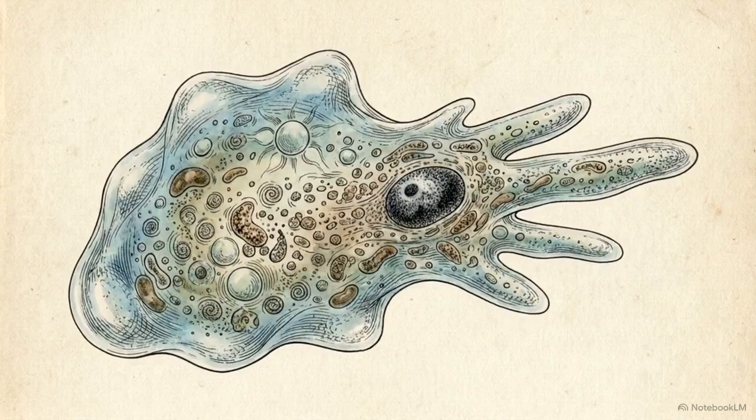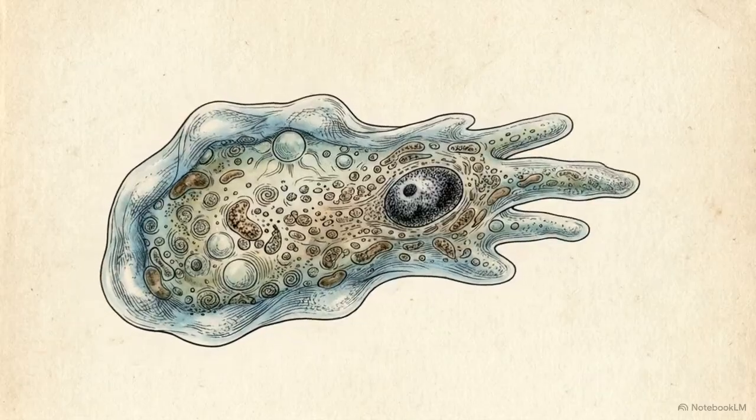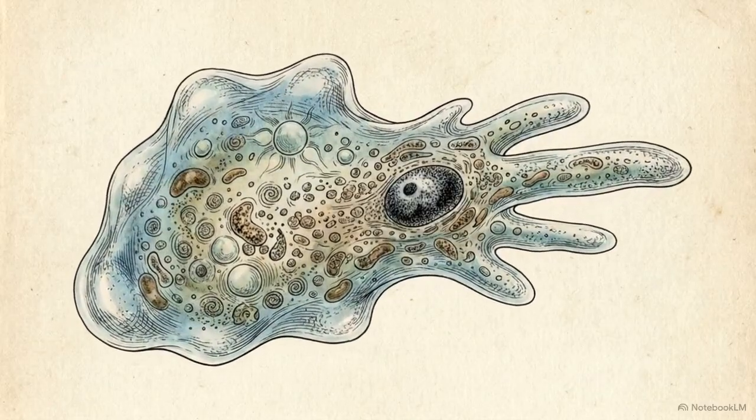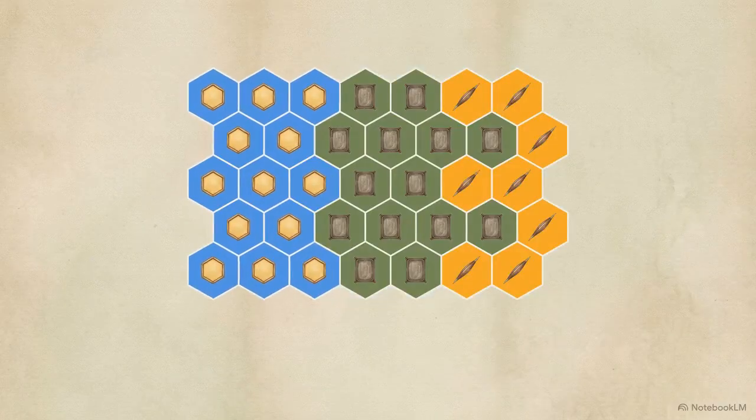A single-celled organism must handle every life function on its own. To survive, it has to move, digest, and breathe within its one microscopic body. It's an efficient design, but it presents a limit. How does life scale up?